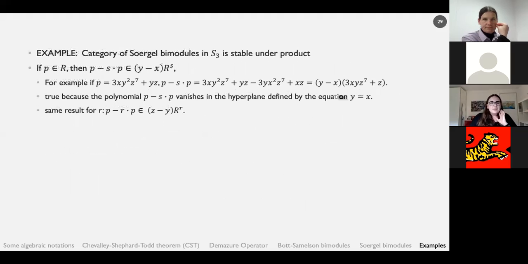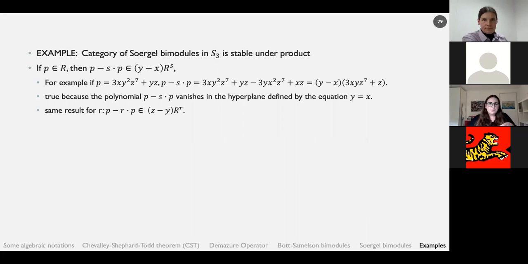To see this comparison in another example, let us look at the following. If we want to show that the category of Soergel bimodules in our example S3 is stable under the product, we just need to prove that we can write any product of two elements of this set as a direct sum of shifts of elements in this set.